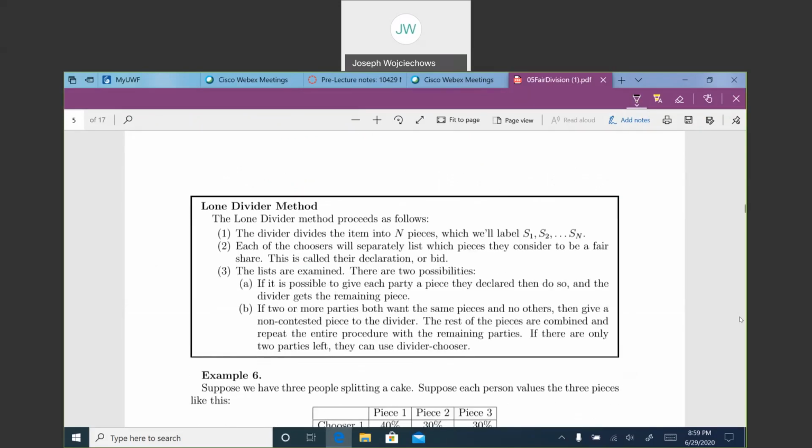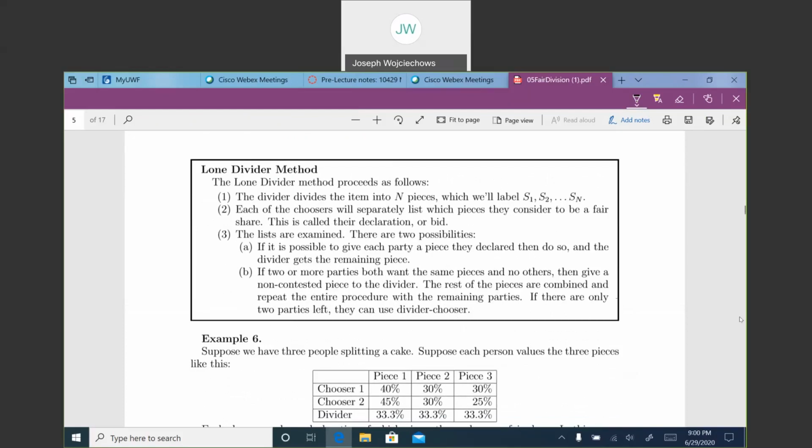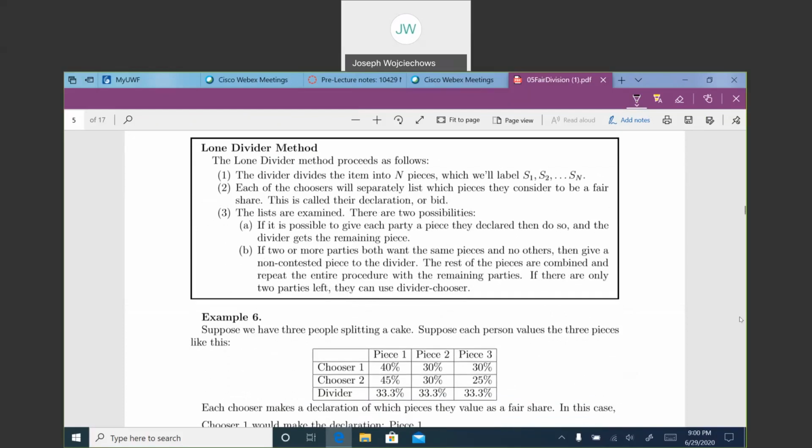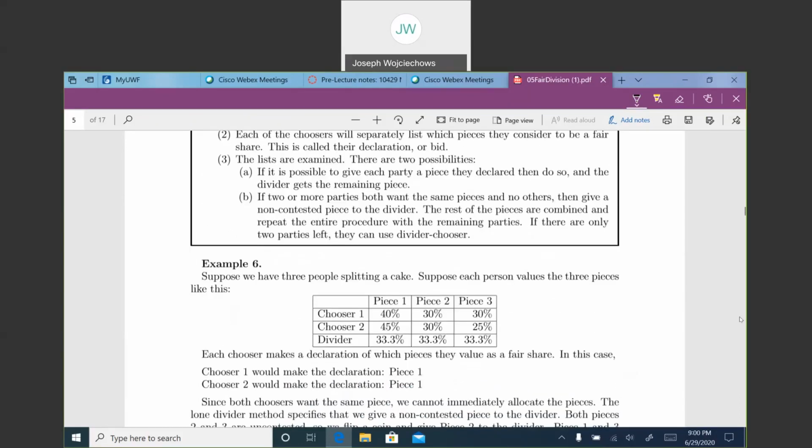Okay, then we have a lone divider method. The lone divider method proceeds as follows. The divider divides the item into n pieces, which we'll label S1, S2, all the way to Sn. Each of the choosers will separately list which pieces they consider to be a fair share. This is called their declaration or bid. The lists are examined. There are two possibilities. If it is possible to give each party a piece that they declared, then do so. The divider gets the remaining piece.